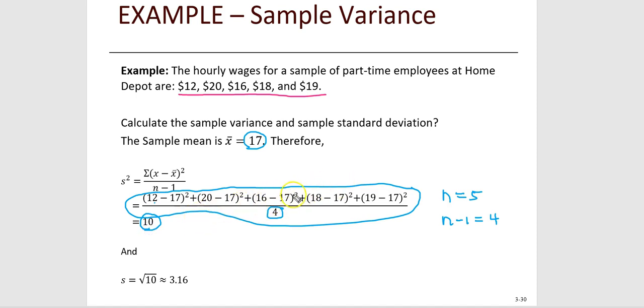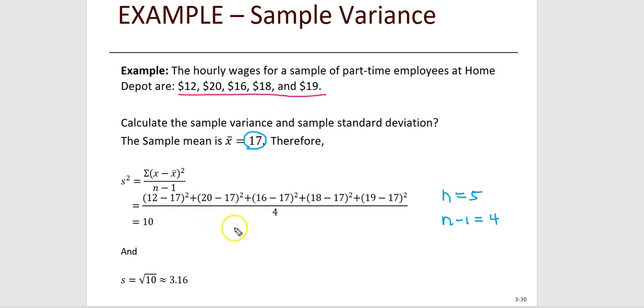Now when you do that on your calculator, make sure you use parentheses correctly. When you enter this into your calculator, you're going to have to enter it as parenthesis and then parenthesis 12 minus 17 squared. Of course, you could easily do that in your head if you wanted. Of course, that's negative 5 squared. But sometimes the data values are not so easy to subtract in your head. And then 20 minus 17 squared. So this is how you would have to enter it.